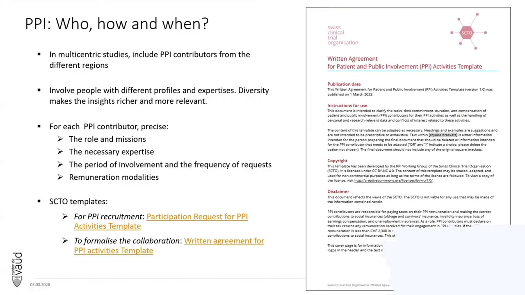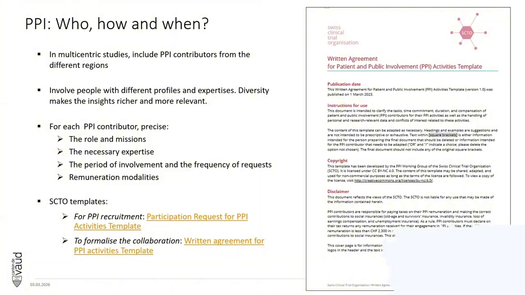Some important aspects to take into account when thinking about the recruitment. If you are going to lead a multicentric study, which is very often the case in those IICT calls, you may think about including PPI contributors from the different regions. And also it's very important to think about including very different profiles and expertises, knowing that it's not possible to reach representativity and it's not the objective. However, the diversity makes the insights richer and more relevant for your study.